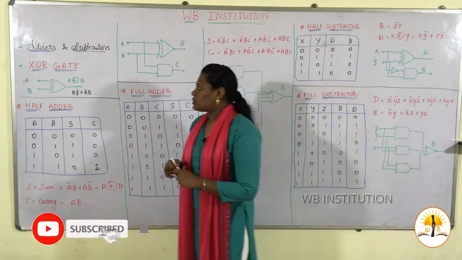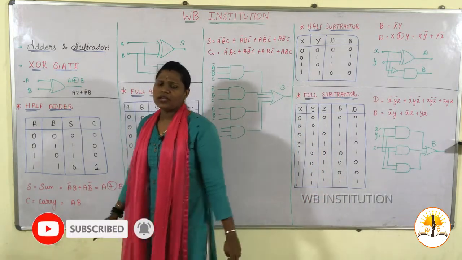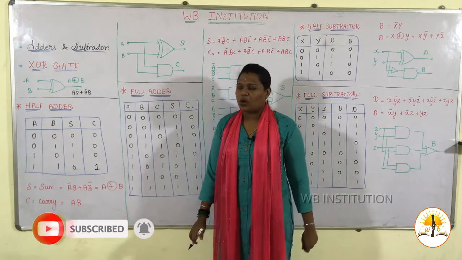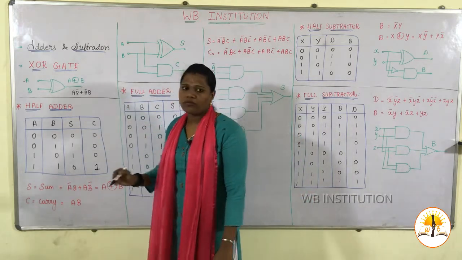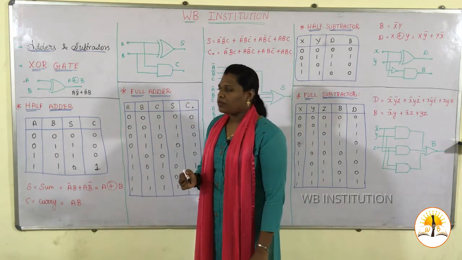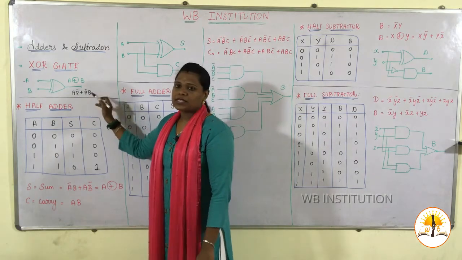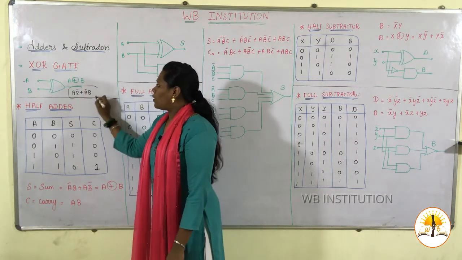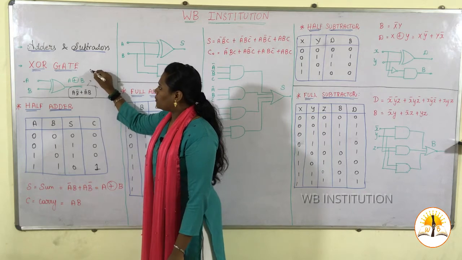So we mainly use here an XOR gate. In an earlier class I explained what an XOR gate is. You will be having two inputs, A and B. The XOR gate performs the operation A B bar plus A bar B. This one is called an inequality comparator.